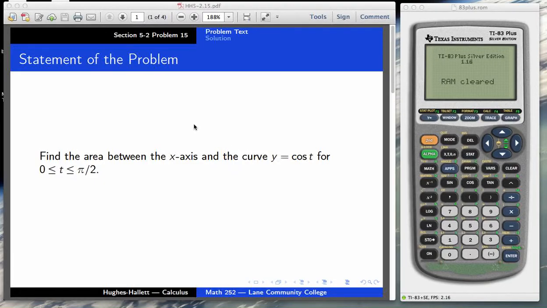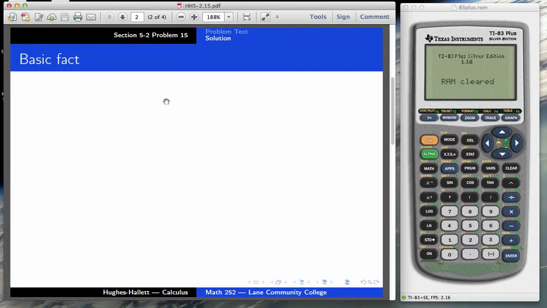Welcome to 5.2. I'm talking about problem 15 from section 5.2 of the Hughes-Hallett text. In this problem, you've been asked to find the area between the x-axis and the curve y equals cosine t for t between the values of 0 and pi over 2. You don't have any techniques for doing this at this point other than using your graphing calculator, which is why I've got one out, and that's exactly what we're going to do.